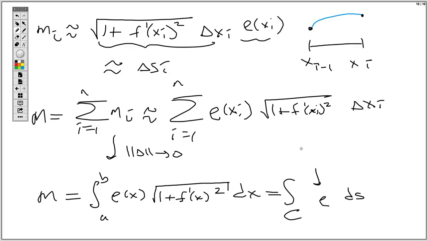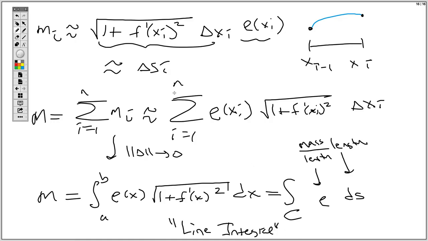And once again, that's your density. That's your mass per length times your length. And this is sort of the poster child for what's called a line integral in Calc 3. So once again, if you're moving into Calc 3 or you have to take a class on vector calculus, this is kind of what starts the whole thing off.